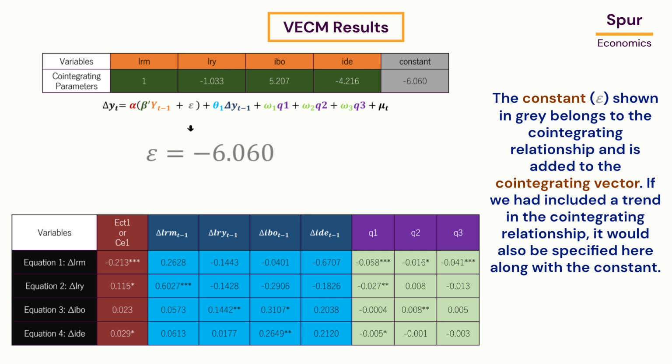The constant shown in gray belongs to the cointegrating relationship and is added to the cointegrating vector. If we had included a trend in the cointegrating relationship, it would also be specified here along with the constant.